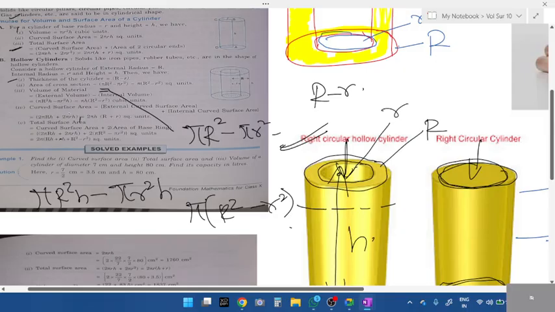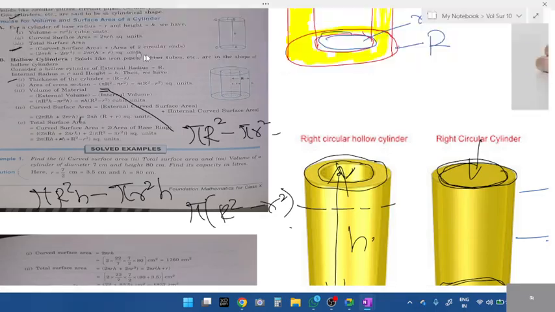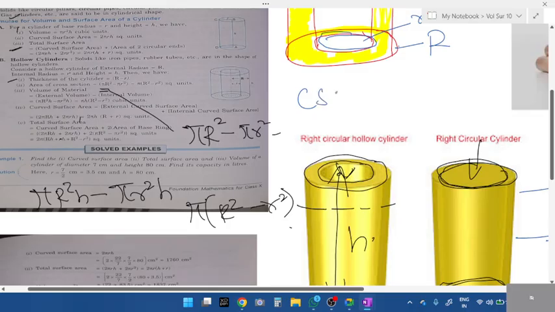Two cylinders. For curved surface area, same concept. External curved surface area plus internal curved surface area. For volume, we subtract. For curved surface, we add them. The reason is, for curved surface, whatever we can touch, or whatever we see through, that is known as curved surface area. So basically, for curved surface area, we need to add both. Where is that formula? 2 pi r h, curved surface area.